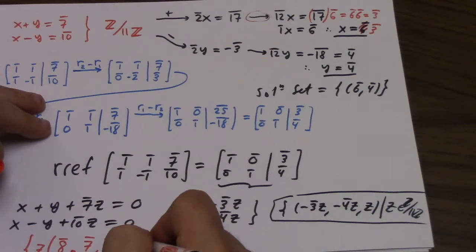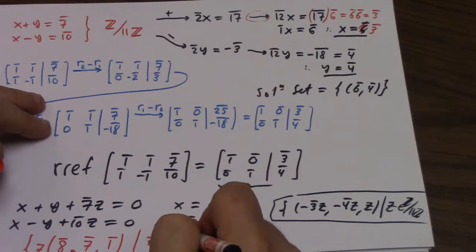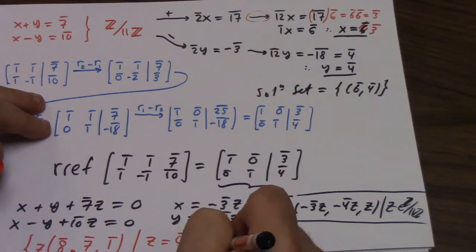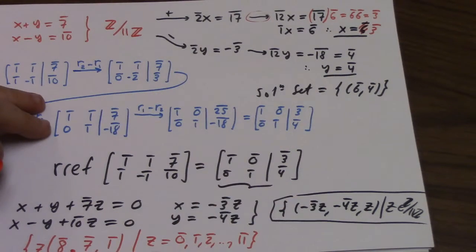There's another way we could write it. And that's such that z is equal to 0 bar, 1 bar, 2 bar, all the way over to 10 bar. So if you count the number of things in here, what? Because Z mod 11 is a field, you don't get repeats for these numbers. Anyway, you'll get 11 solutions in this case.